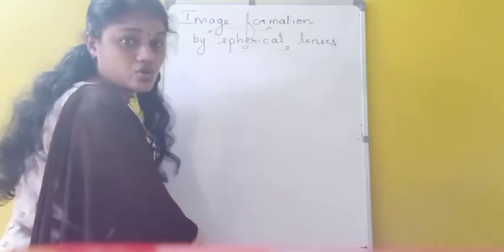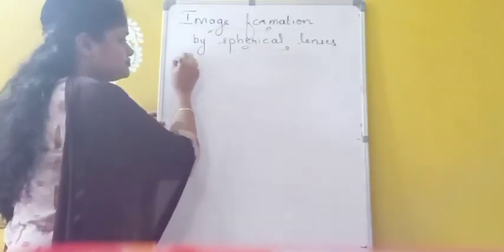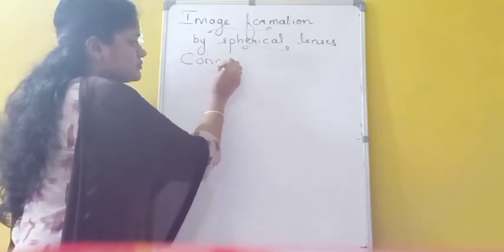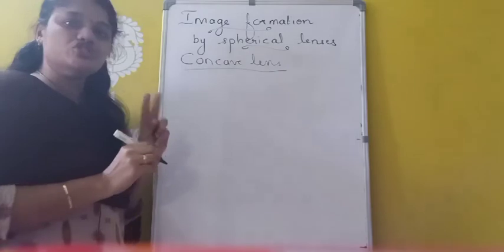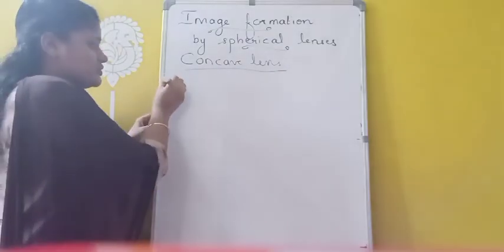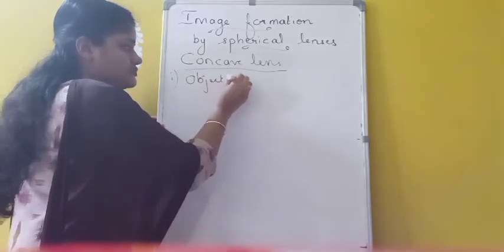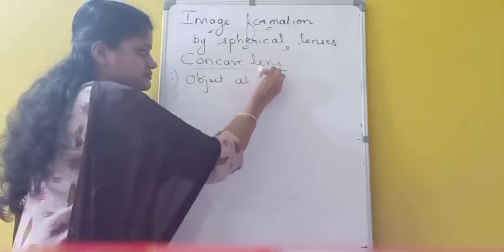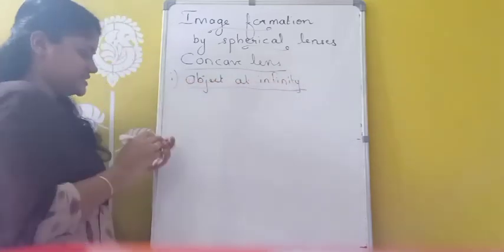So next is concave lens. Image formation, concave lens. For concave lens, we have only 2 ray diagrams. Okay, so first one is object at infinity.